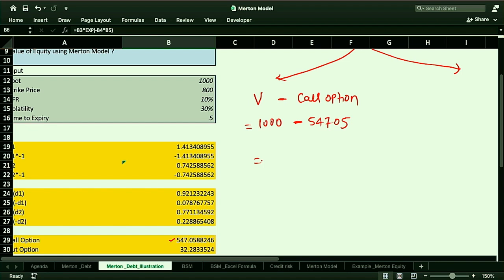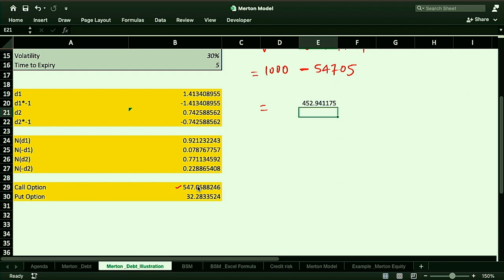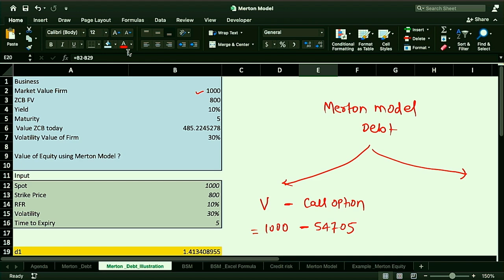I'll use a formula here. It is equal to the value of the business minus the call option value, which is coming out to be 452, right? That's one way to look at the value of the debt. I hope this is making sense.